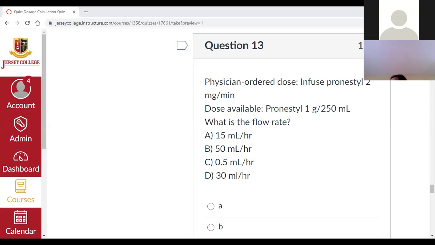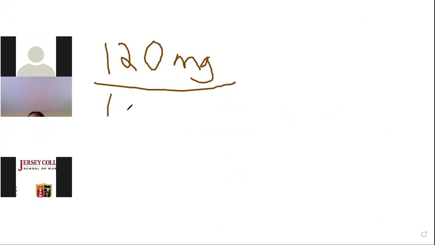Okay. And what do you have on hand? 1 gram. 1 gram, that's 1,000 milligrams. So you have 120 milligrams from the first calculation, okay? And then on hand, you have a gram or 1,000 milligrams, right? Is that right? Yes. For how many mLs?